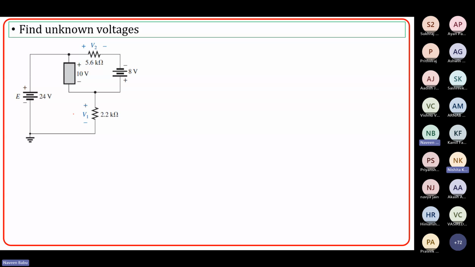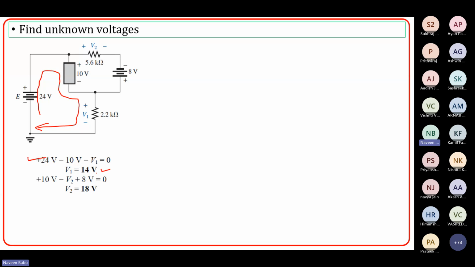Let's solve this problem. We are going to solve only problems today. Determine these unknown voltages, that is V1 and V2, you need to find out. In order to find V1, you have to follow this particular path. So it will be plus 24 and minus 10 volts plus E1, V1 equal to 0. So plus 24 minus 10 minus V1 equal to 0. So V1 is 14 volts.